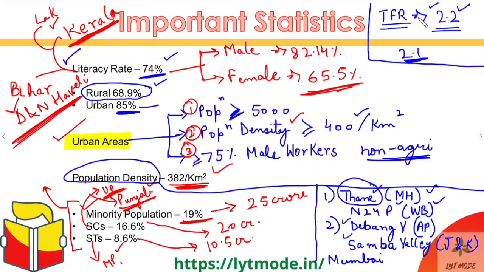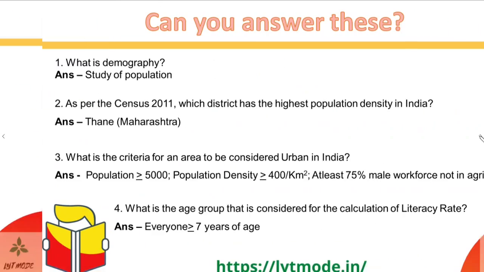That is the total fertility rate, and according to the census, it was 2.2. But right now, according to many reports released by Niti Aayog and a few more organizations, it has now come down to almost 2.1. Okay, so you need to know this. If you remember 2.2, 2.1, you'll be fine for the exams. Okay. So let's move ahead now.